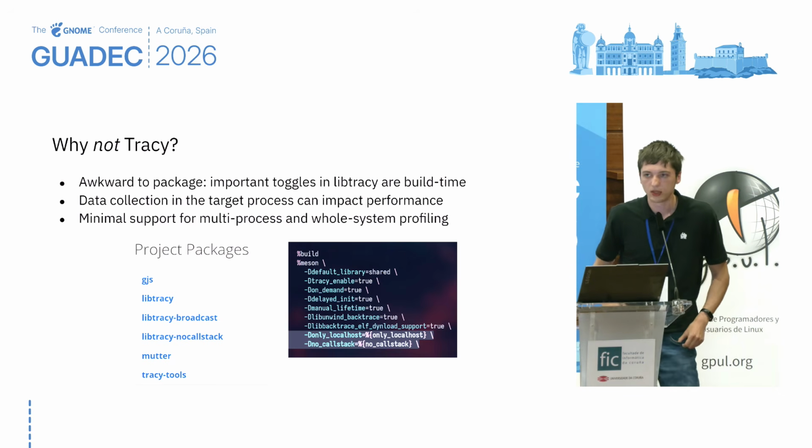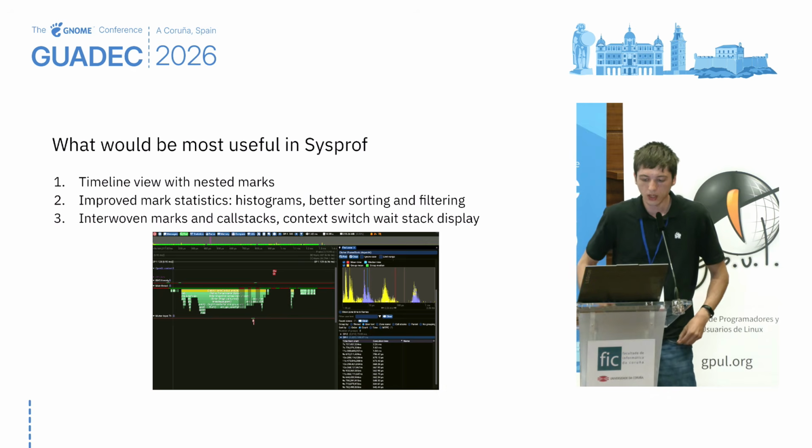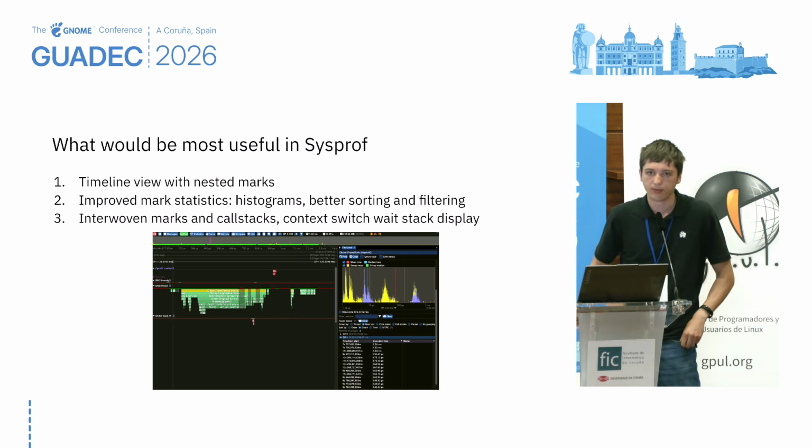Also, at the moment, in Tracy, there's only minimal support for multi-process and whole system profiling, which is where Sysprof really shines. Would be nice to see more support there. So, as I said, Tracy and Sysprof basically collect the same data. Tracy zones and Sysprof marks are basically the same thing, save for one requirement. So all of these useful views could, in theory, be implemented in Sysprof.